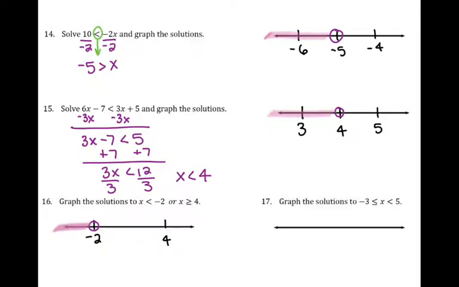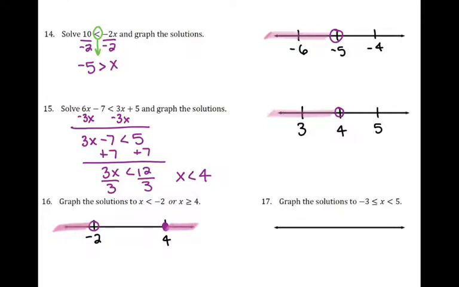For x is greater than or equal to 4, I'm going to have a closed circle because of the or equal to. And greater than 4 would be everything to the right of 4, like 5, 7, 28. So everything in that direction.